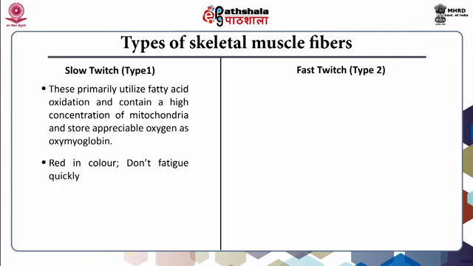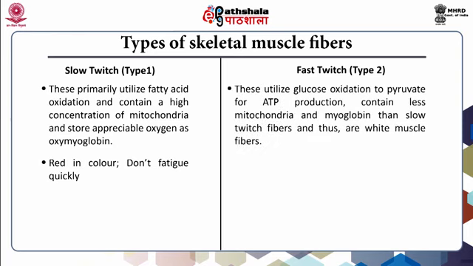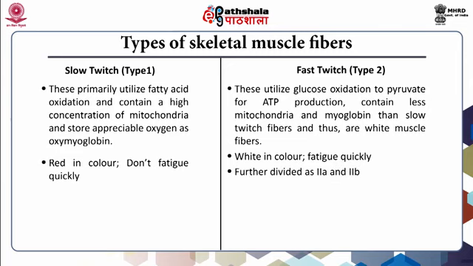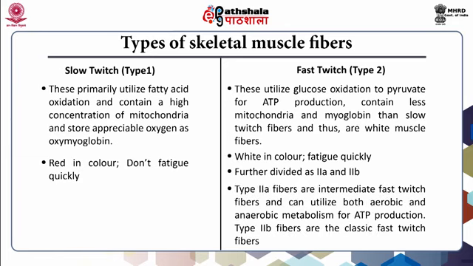In case of type 2 muscle fibers, these utilize glucose oxidation to pyruvate for ATP production. They contain less mitochondria and myoglobin than slow twitch fibers and thus are white muscle fibers. These are white in color and fatigue quickly. Further, these are divided into 2A and 2B muscle fibers. Type 2A fibers are intermediate fast twitch fibers and can utilize both aerobic and anaerobic metabolism for ATP production, whereas type 2B fibers are the classic fast twitch fibers.